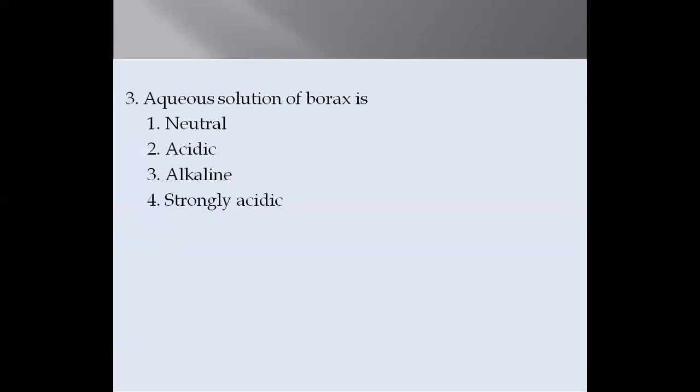So let us come down to the third question. Aqueous solution of borax is. Now, I have already discussed this point earlier. Let me once again revise it. Borax, a salt. In an aqueous solution, borax is added to water. When borax is added to water, what happens? Hydrolysis takes place. When hydrolysis takes place, what is it resulting in? In the formation of a base and an acid. So we may expect that we may get a base and an acid.